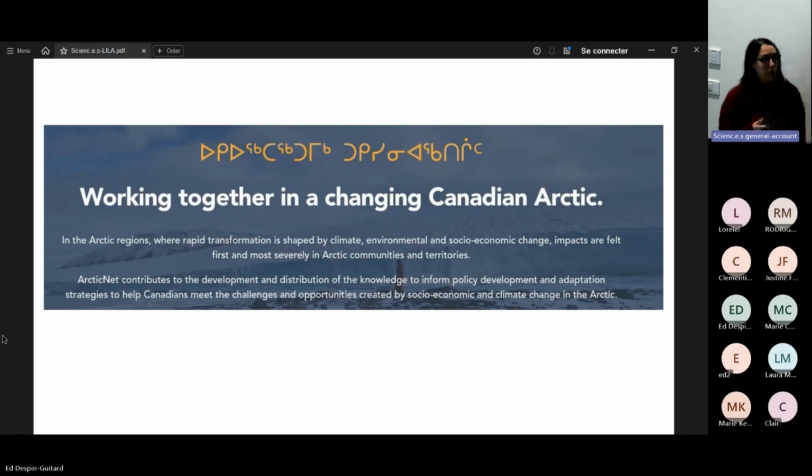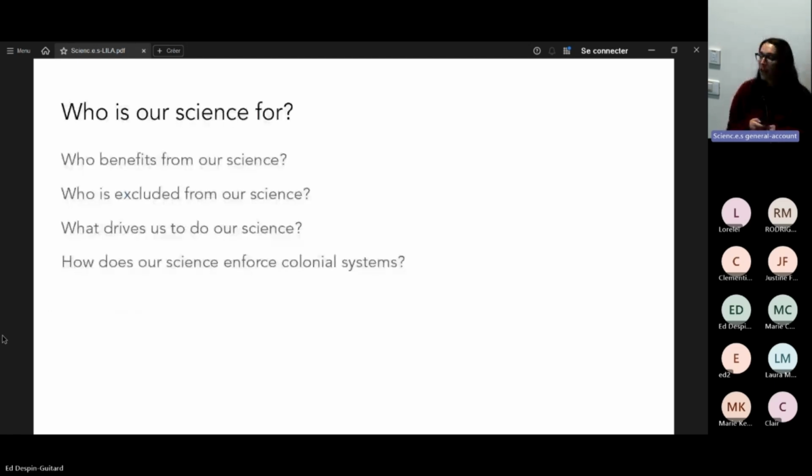There's lots of changes in the Arctic, but a lot of this research often neglects to consider the communities that are living there, that are most impacted by the changes, and really are the biggest stakeholders in the research we're doing there. And so overall, this brought me to really think about who our science is for, who benefits from our science, who's excluded from our science, what's driving us to do our science, and how does our science enforce colonial systems. So it really led me to realize that our science doesn't exist in a vacuum.